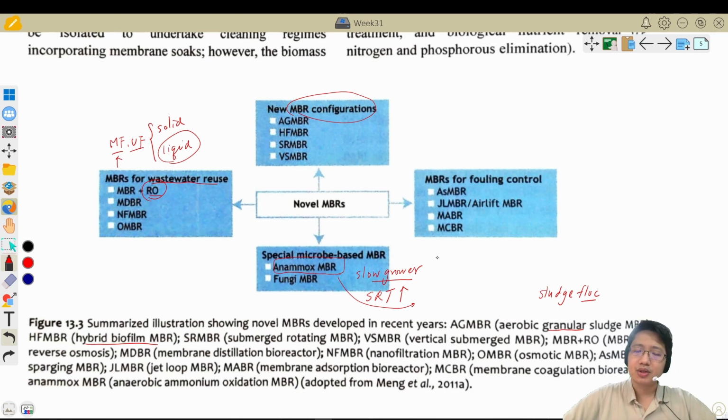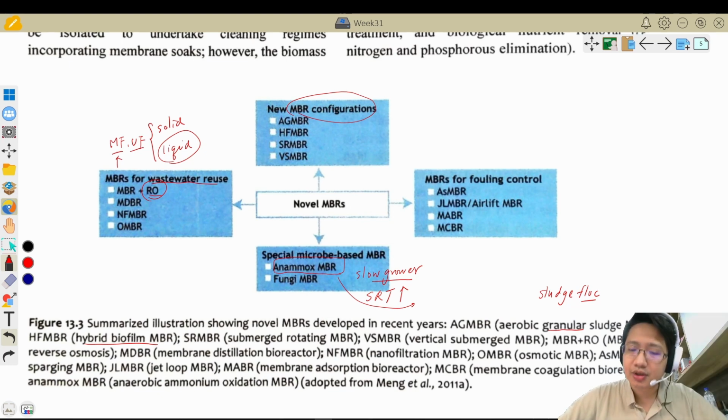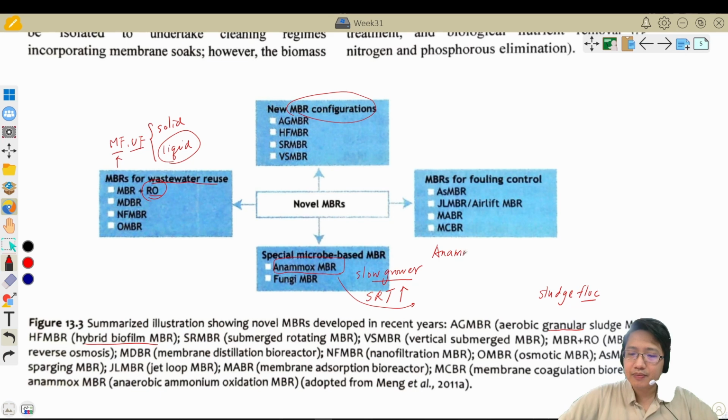The Anammox represents bacteria we will talk about later in our biological nitrogen treatment system. So the MBR Anammox, this is the anaerobic ammonia oxidation bacteria.